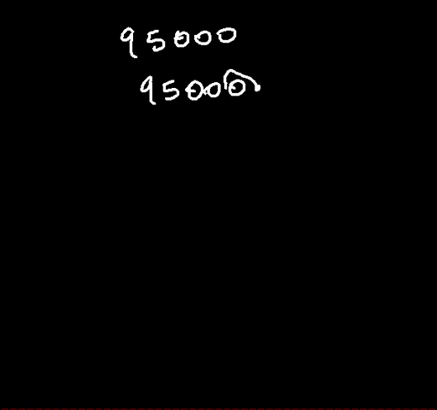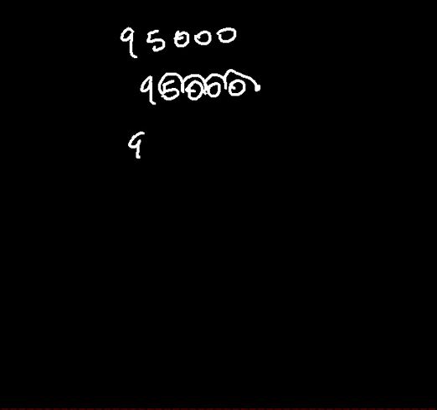Let's say we have 95,000. How should you have this number in scientific notation? The principle remains the same. Having 95,000, this is the same as 95,000 point. The point has to be displaced.